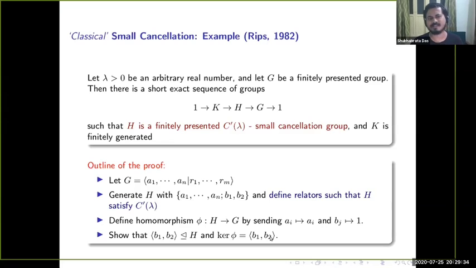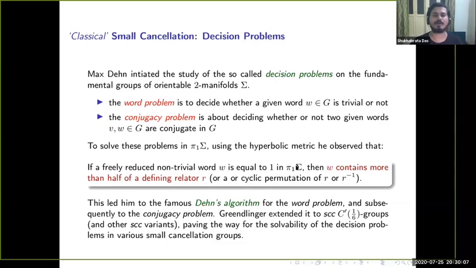So this is a very nice example where, given any finitely presented group and a positive real number, we can construct a small cancellation group of that coefficient, so that G is a quotient of that small cancellation group, and that too with a finitely generated kernel. So that's a very nice construction. It's a very small paper. It's a good read.